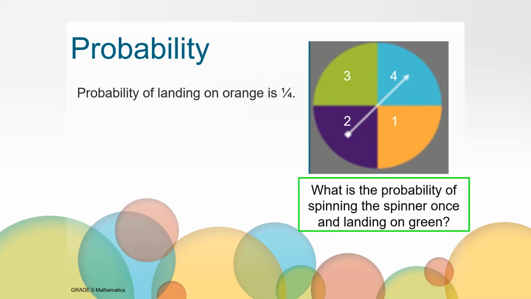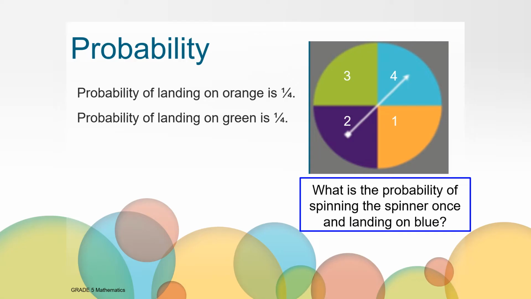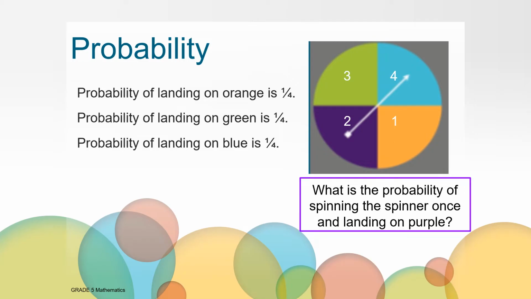What's the probability of spinning the spinner once and landing on green? Well, yeah, it's also 1/4, because the green section is 1 out of 4 equal sections. What's the probability of spinning the spinner once and landing on blue? Yep, it's also 1/4. And what's the probability of spinning the spinner once and landing on purple? Yep, also 1/4.